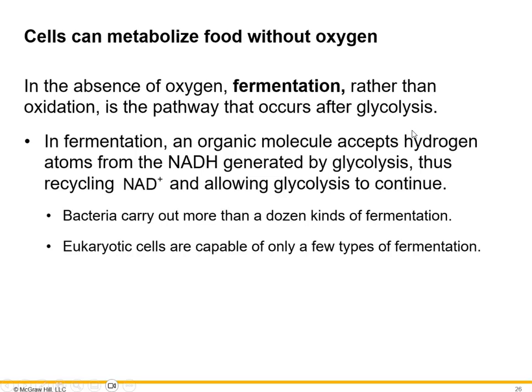Whenever we're in the absence of oxygen, though, fermentation, rather than oxidation, is the pathway that's going to happen after glycolysis. So if there is no oxygen available, instead of going to the Krebs cycle, we're going to enter a fermentation process. In fermentation, an organic molecule accepts hydrogen atoms from the NADH generated by glycolysis and recycles NAD+, which allows glycolysis to continue. Bacteria carry out more than a dozen kinds of fermentation, and eukaryotic cells are also capable of fermentation, but only a few types.